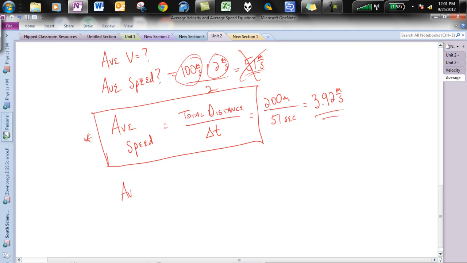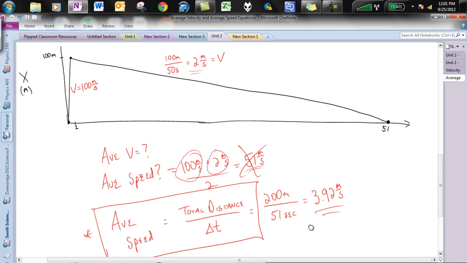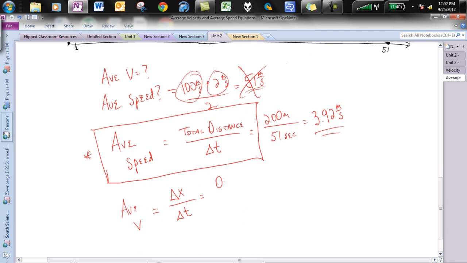Average velocity. Remember, velocities deal with direction. So average velocity in this case is actually going to be the total displacement over the total time. And if we set this up, interestingly enough, our average velocity for this whole thing is going to be our total displacement, which is 0 meters, because we started and ended in the same position, divided by our total time, which is 51 seconds, and that doesn't even matter. Our average velocity is going to be 0 meters per second.